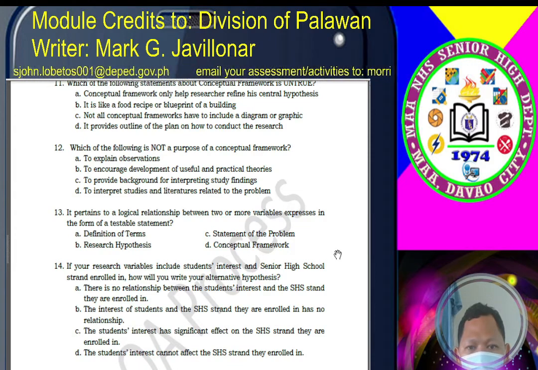To encourage development of useful and practical theories. C. To provide background for interpreting study findings. D. To interpret studies and literatures related to the problem. Okay, correct answer is letter D.